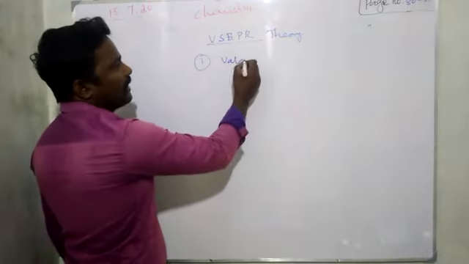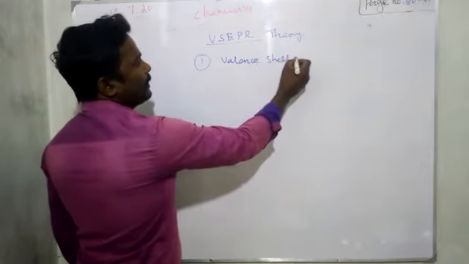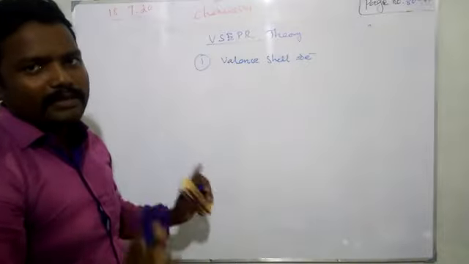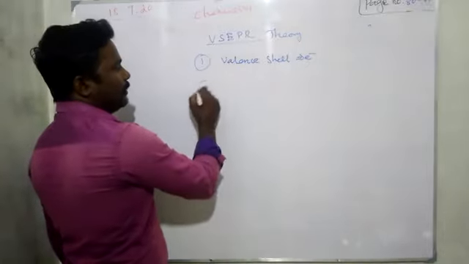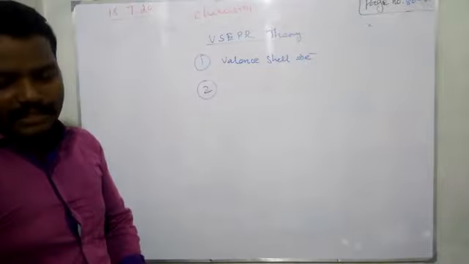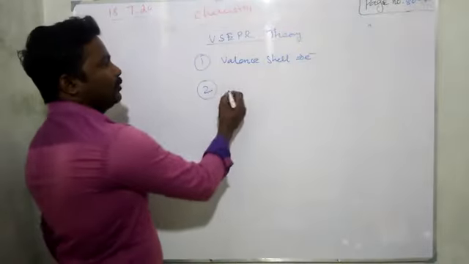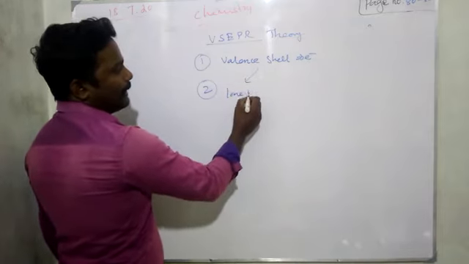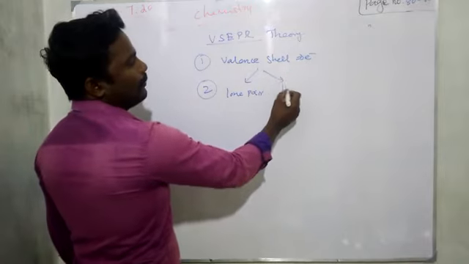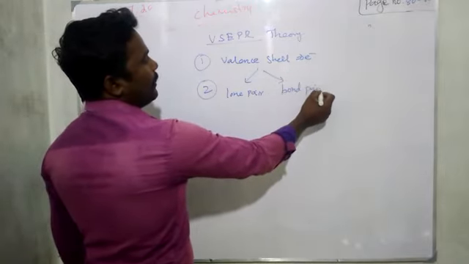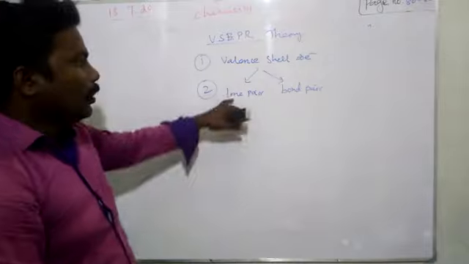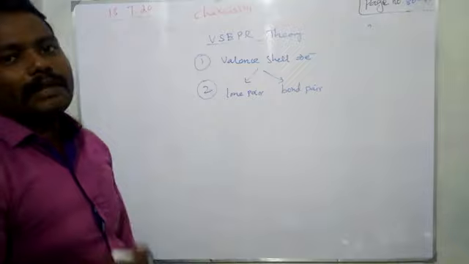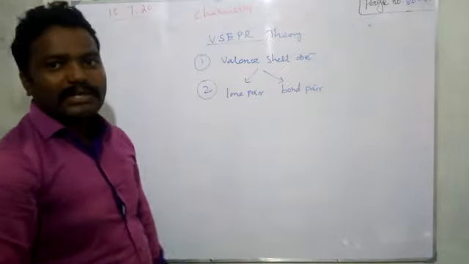Valence shell electrons play the important role in finding the shape. If you want to find the shape, you must know the valence shell electrons. Second, there are two types of valence shell electrons: one is the lone pair electron, another is the bond pair electron. What do you mean by lone pair? What do you mean by bond pair? A lone pair is present in the valence shell but is not involved in any bond formation. Bond pair means bonded electrons.